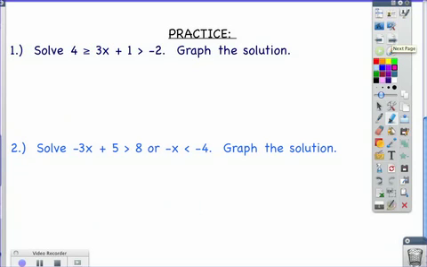Now I can graph it. Negative 1 is not included. 1 is included. And I shade in the middle. And in interval notation, we're going from negative 1 to 1, not including negative 1, but including the 1.